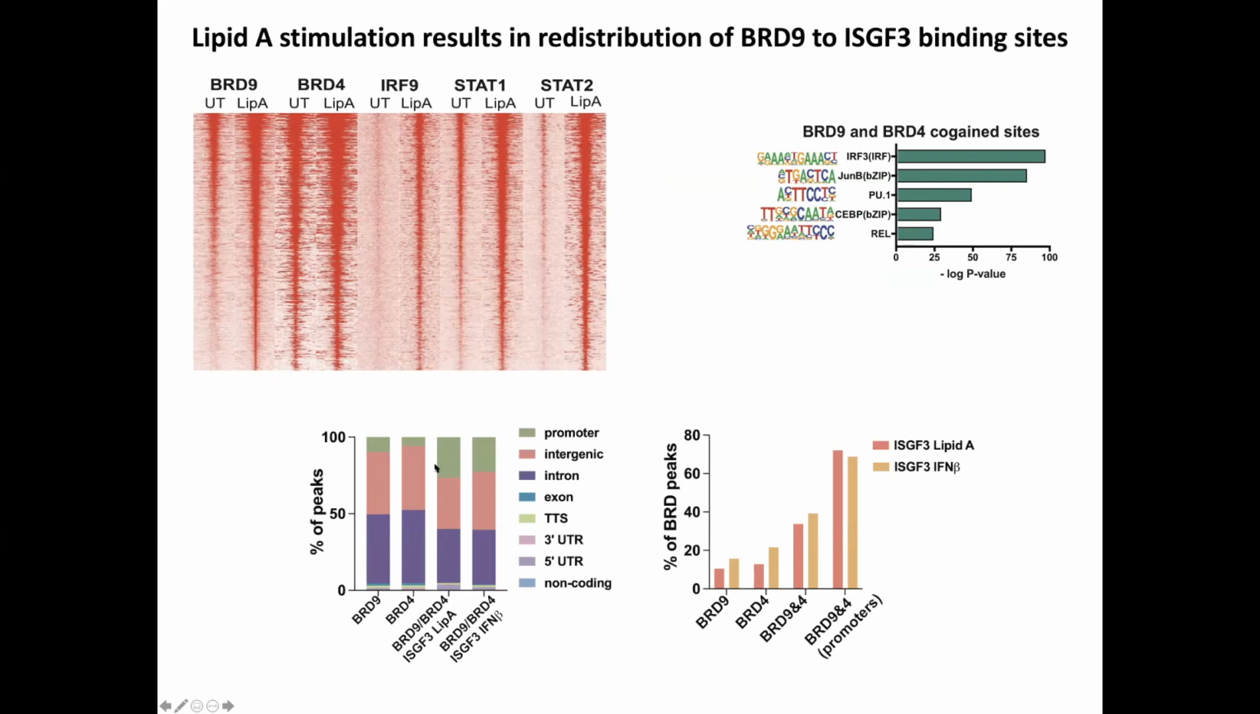What was interesting to us is that when we looked at the co-binding of all these factors, we found that there was a dramatic percentage of peaks that were found at promoter elements relative to the binding of either BRD9 or BRD4 alone. And so in the presence of lipid A and interferon beta, we really see a recruitment of BRD9 and BRD4 to these promoters. And in fact, when we look at promoters that are co-bound by both BRD9 and BRD4, over 70% of these actually have ISGF3 binding in response to lipid A or interferon beta.